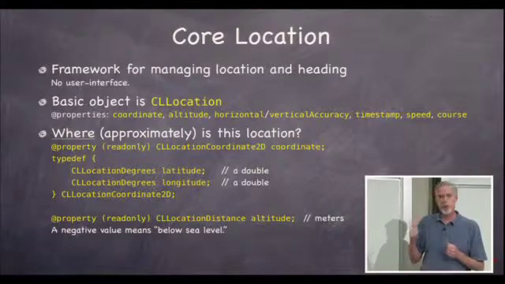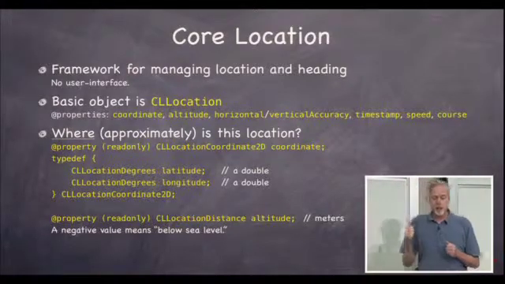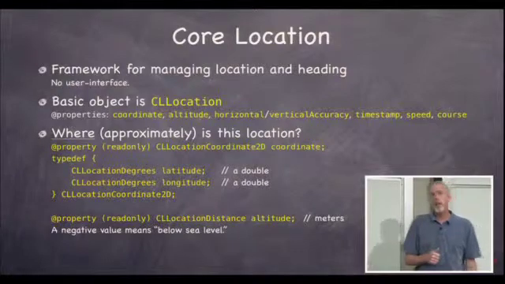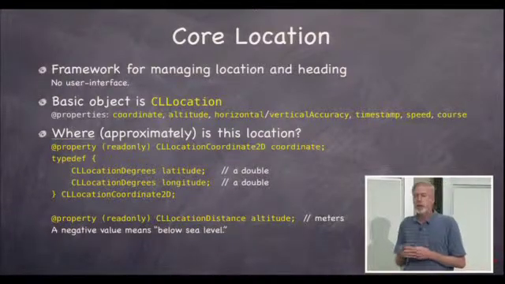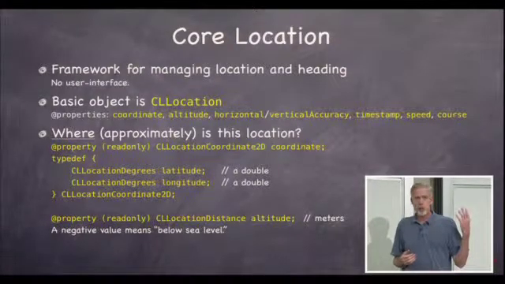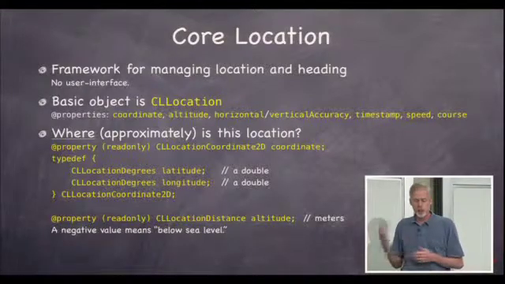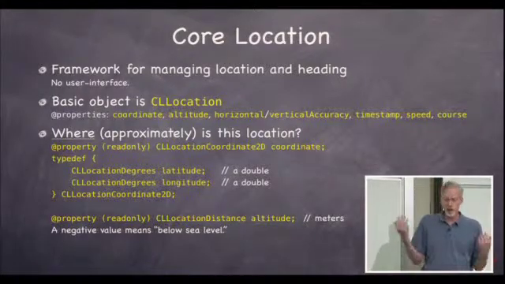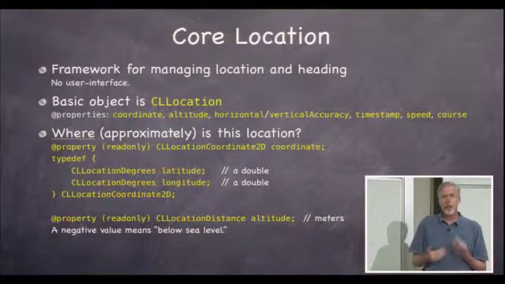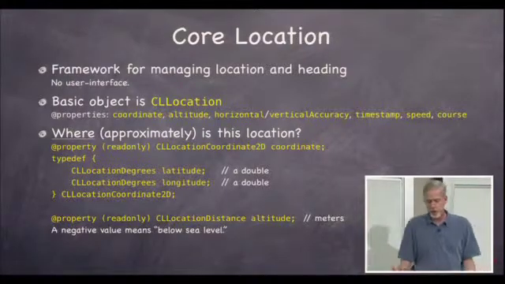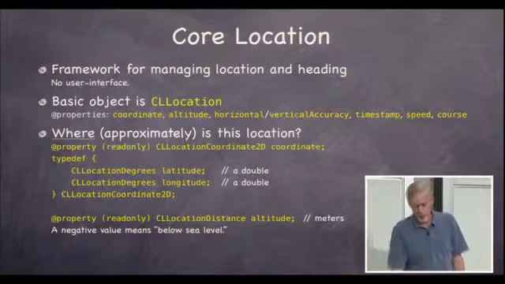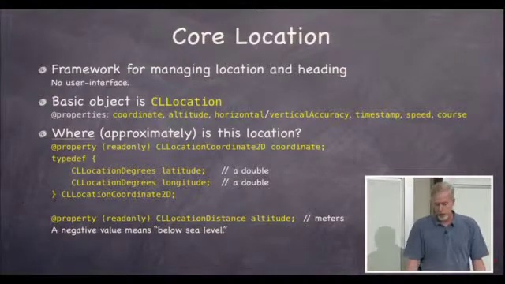Notice that I put in parentheses there "approximately." That's because there are a lot of different ways to get your location, and some of them are more accurate than others. We're going to talk about that in a moment. You can see that it's just a simple C struct. This property coordinate on a CLLocation object is a C struct that just has latitude and longitude. CLLocationDegrees, that typedef, is basically a double, a floating point number. Altitude is in meters, so you can get the altitude as well. A negative altitude means below sea level.